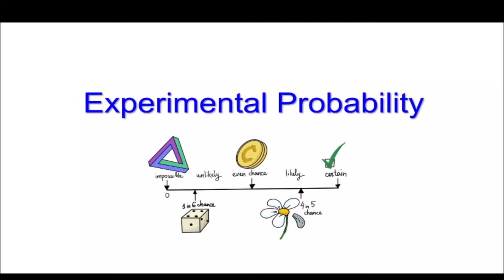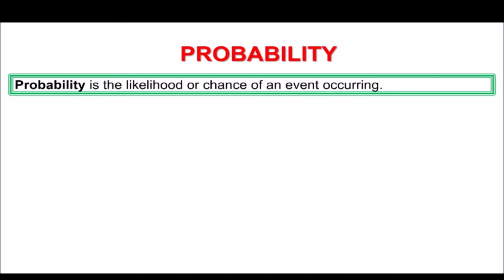Hello everyone, so today we're going to learn experimental probabilities. But before we learn how to find experimental probabilities, let us talk about what probabilities are. So probability is the likelihood that the event will occur.